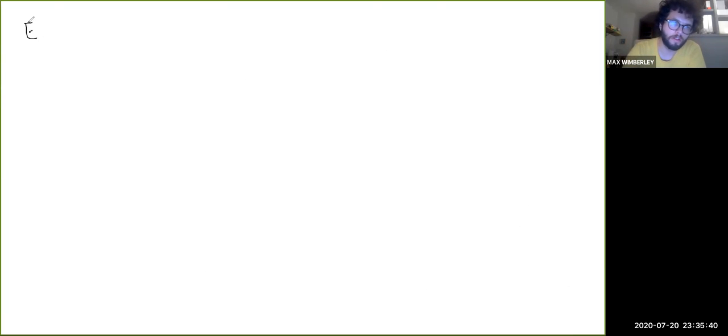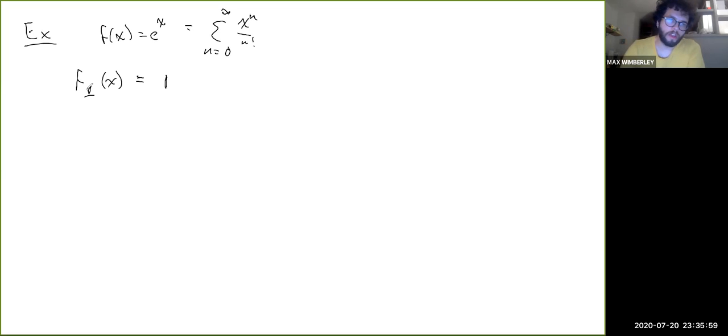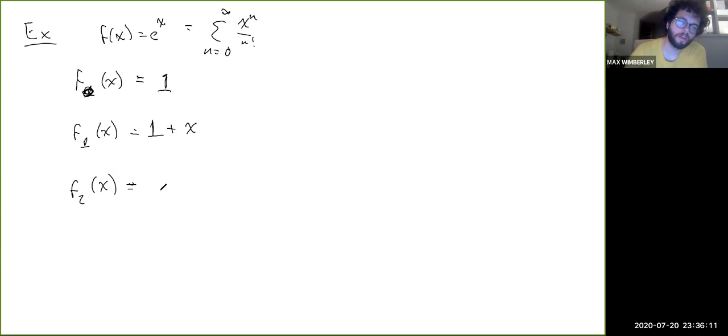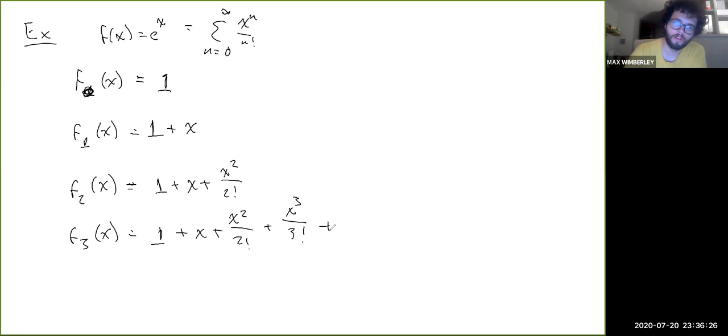So for example, f of x is e^x, which is the sum of x^n over n factorial from n equals 0 to infinity. So f_0 of x would just be 1. f_1 of x would be 1 plus x. f_2 of x would be 1 plus x plus x squared over 2 factorial. f_3 of x would be 1 plus x plus x squared over 2 factorial plus x cubed over 3 factorial, and so on this way, right?